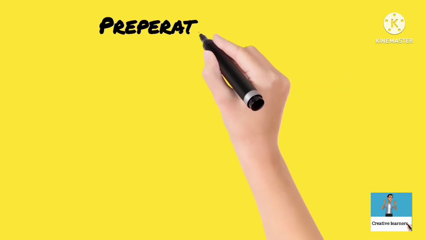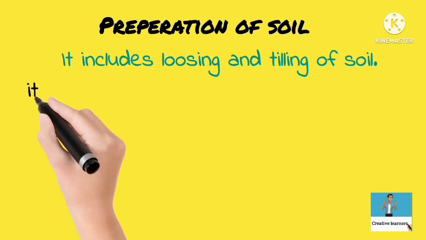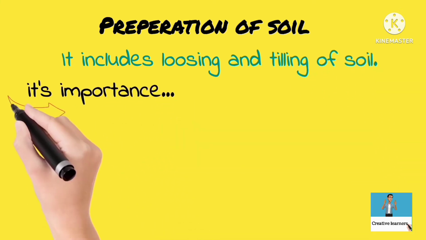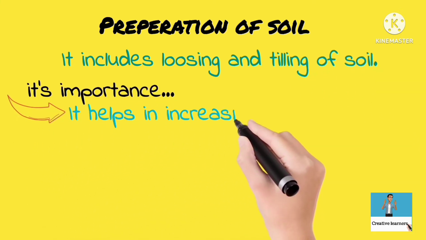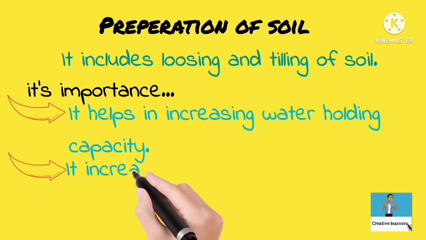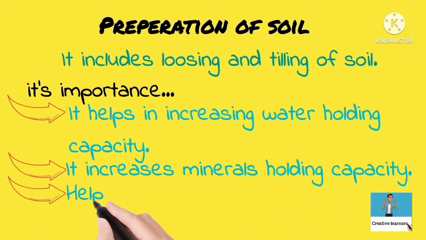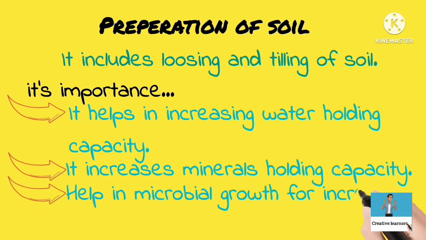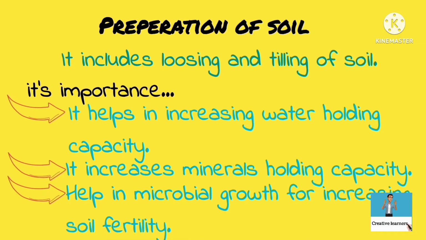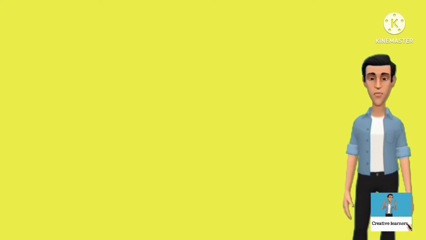Let's start with our first topic, preparation of soil. It includes loosening and tilling of soil. Let's see why it is important. It helps in increasing the water holding capacity of soil. It increases minerals holding capacity, and it also helps in microbial growth for increasing soil fertility. Let's see how all this is done by farmers.